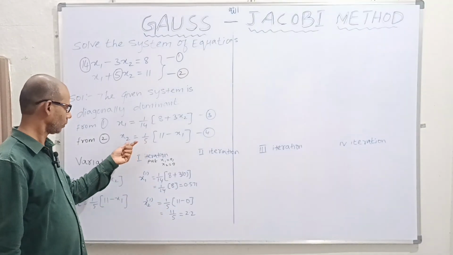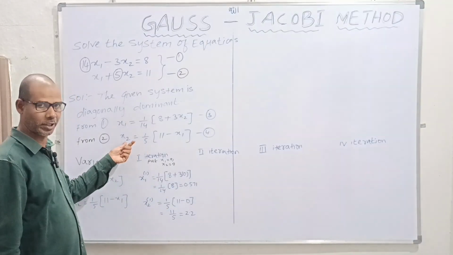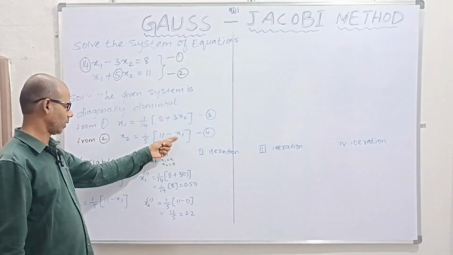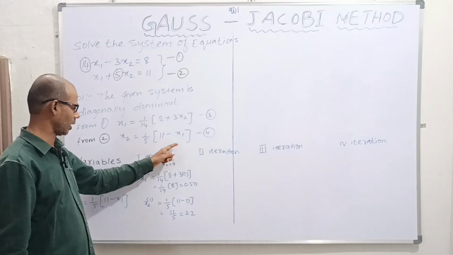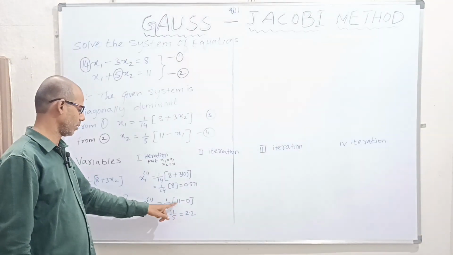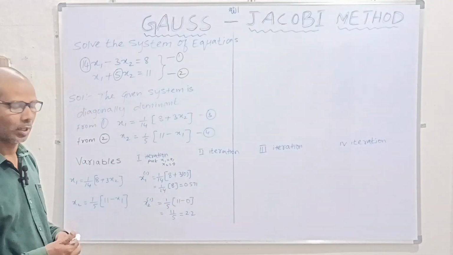Similarly, for the first iteration of x2, put x1 equals 0. So x2 first iteration is equal to 1 by 5 into 11 minus 0. 11 minus 0 is 11, so 11 by 5 is equal to 2.2.